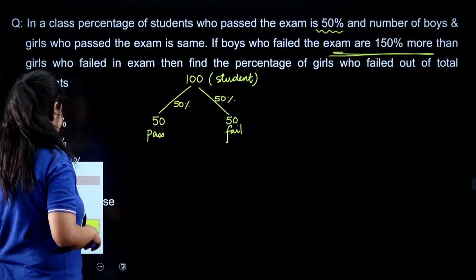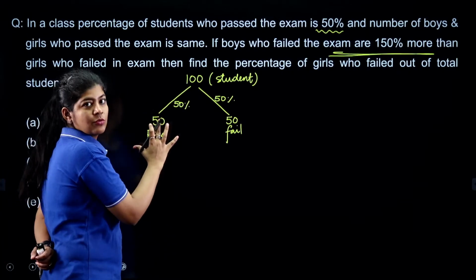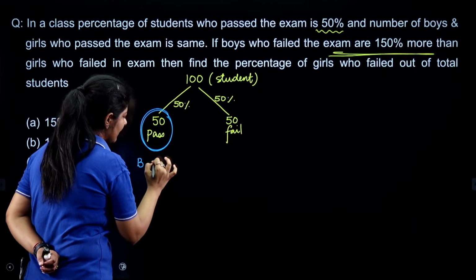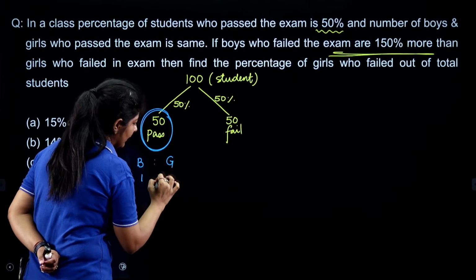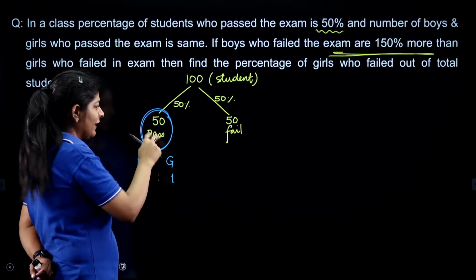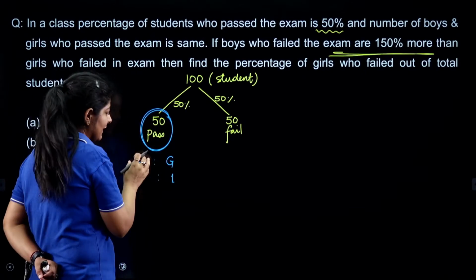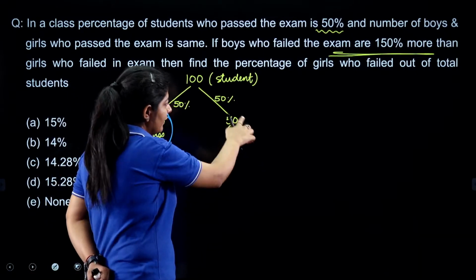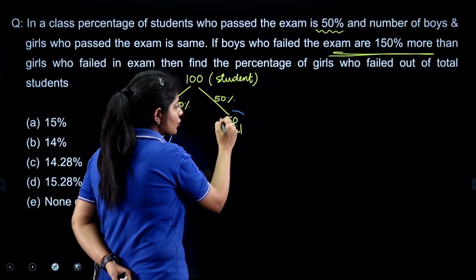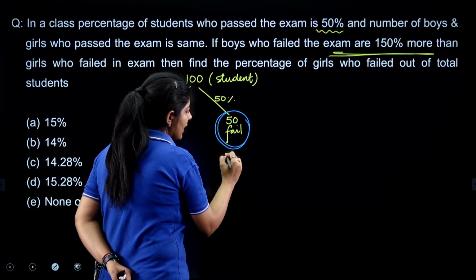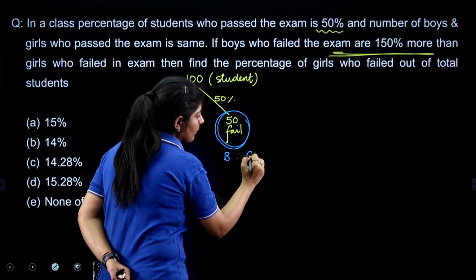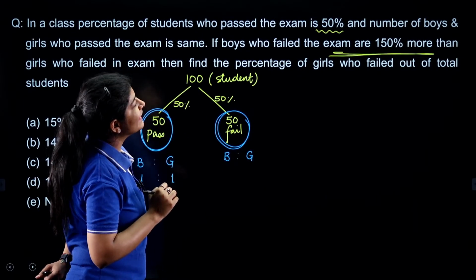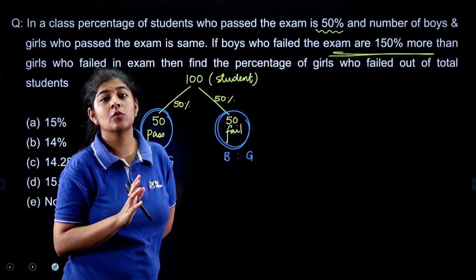But the question is saying that when we are talking about the pass students, the ratio of boys to girls in these 50 students is 1:1. So if the actual value is 50, then we can say that 25 boys passed and 25 girls passed. But if we talk about the failed students, if you want to write down the ratio between boys to girls, the boys who failed the examination are 150% more than girls.